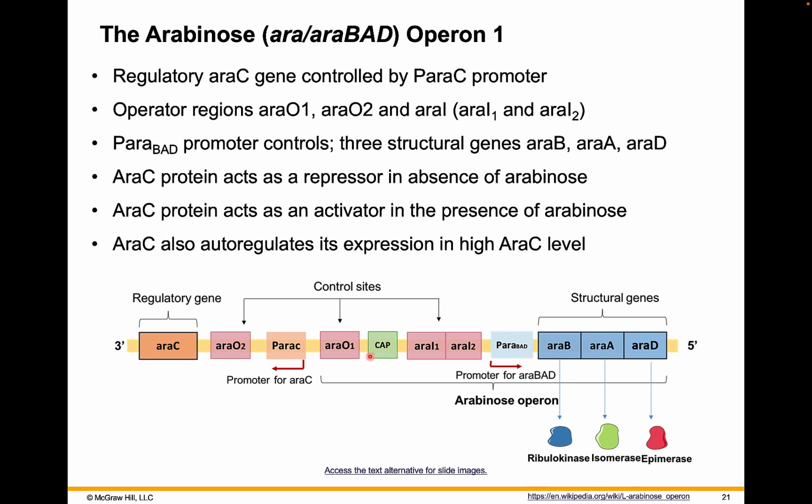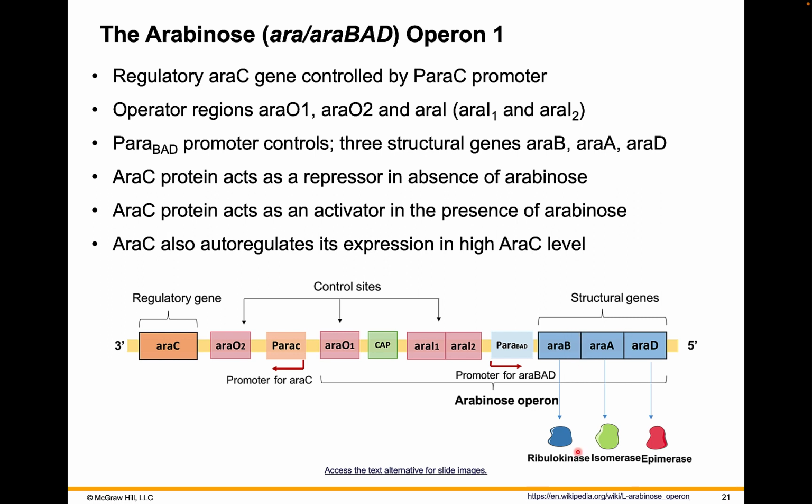Then there is a catabolite activator binding domain. As we have seen, this is the same thing, which binds to the cAMP and catabolite activator protein, followed by an araI1 and I2 region. This is just shown as araI, a single region, in your textbook, but that really doesn't matter. It's the same thing. So these are the control regions. And then you have the P-araBAD promoter, the recruitment site for the RNA polymerase.